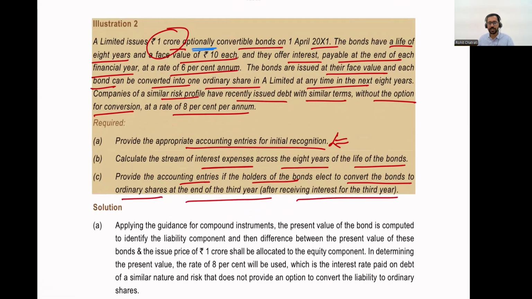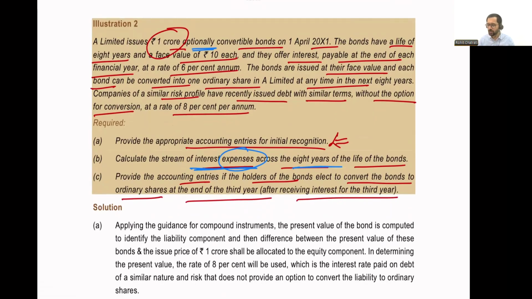Now, the second part of the question actually requires us to calculate the stream of interest expense across the 8 years for the life of the bond. What is the interest expense? Interest expense basically refers to how much amount of expense are we going to recognize in the P&L account.